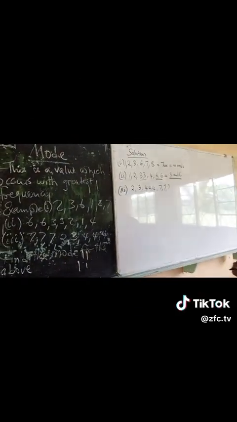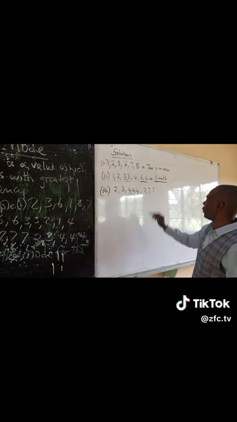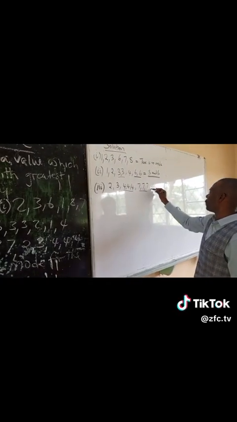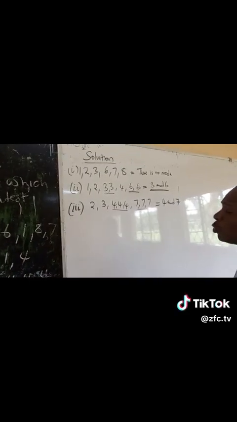There are 3 sevens there. So you can see that these 4s are 3 of them and the 7s are 3 of them. So therefore the mode is 4 and 7. So those are 2 modes.